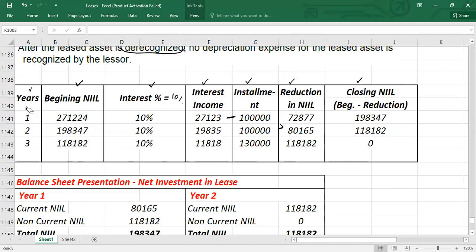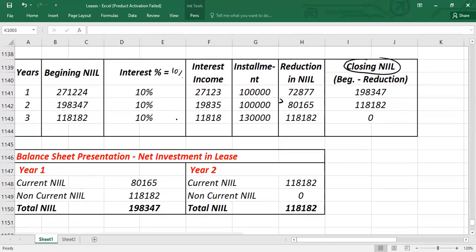Now guys, you should remember the presentation, because as per the standard you should present your net investment in lease in current portion and non-current portion. So how you will split it here, then I will tell you what entry you will pass. Now guys, I'm doing the calculation for year 1 first. How will you present in year 1? Your total net investment in lease is how much?